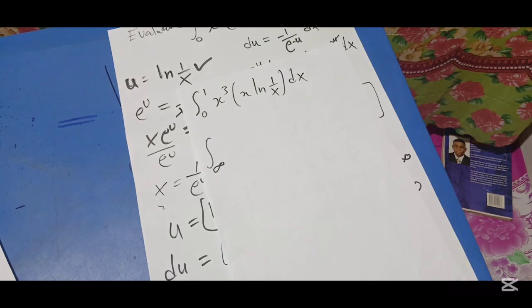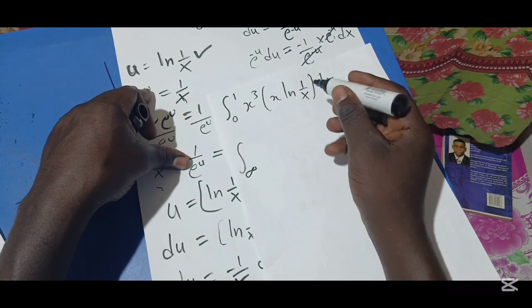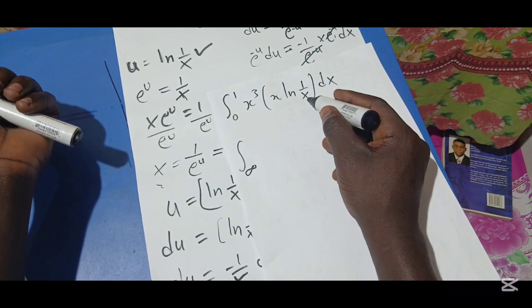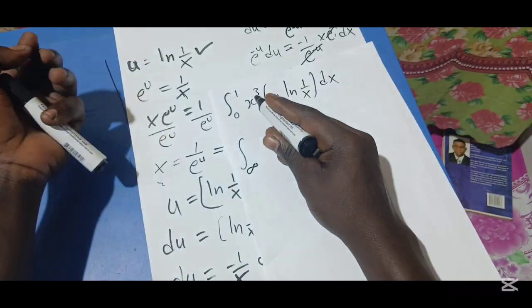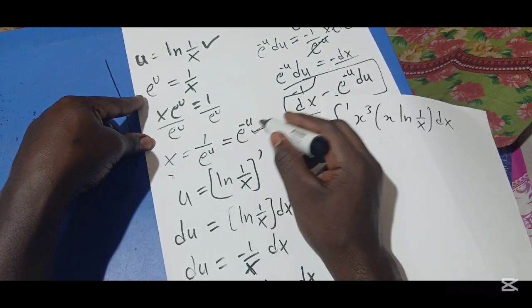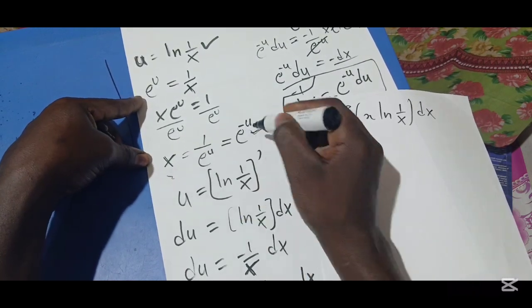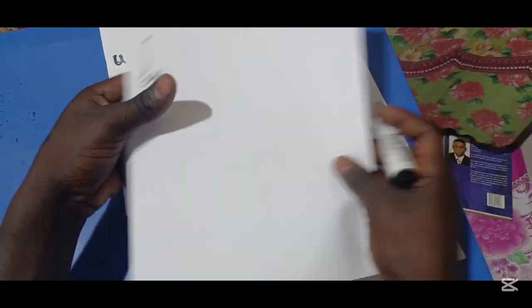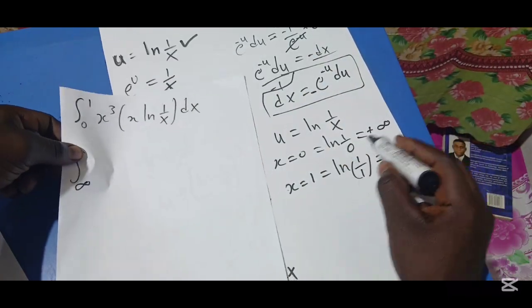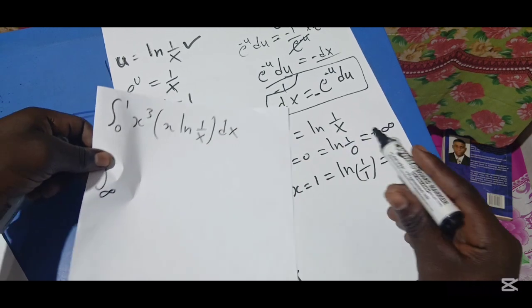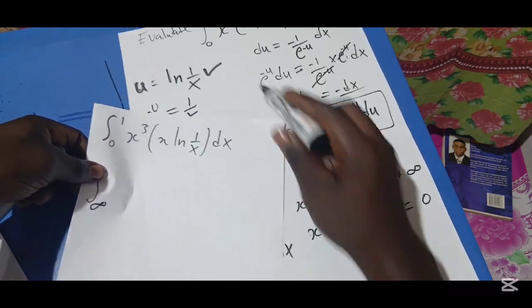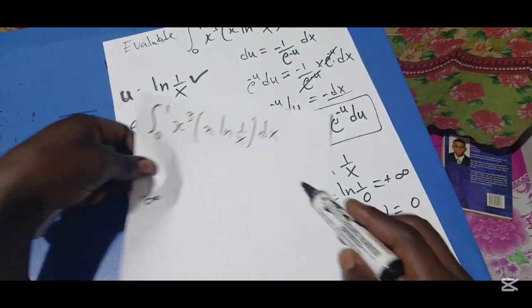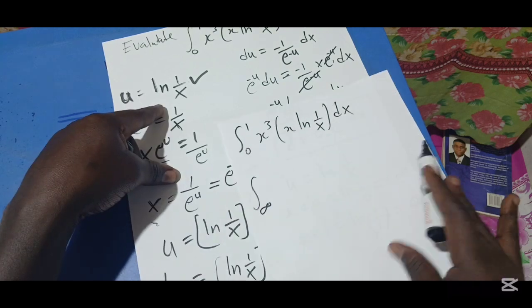So this is the question right here. And now we know what to represent ln 1 on x, and we also know what x is, which is right here. x is e to the power minus u. So now we know that our boundary starts from infinity to 0, because when x equals 0, right here we got infinity, and when x equals 1, right here we got 0. So let's write it as such.